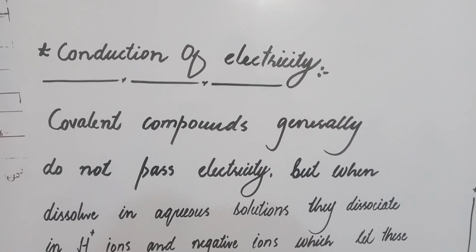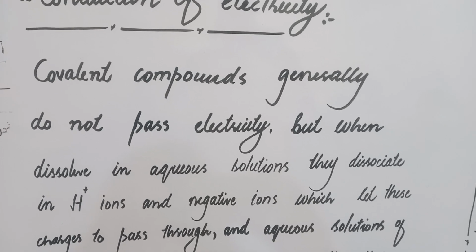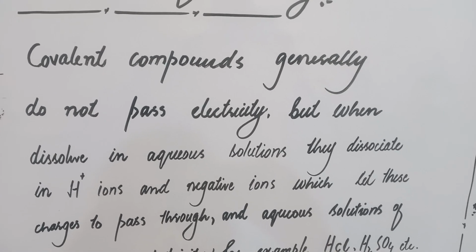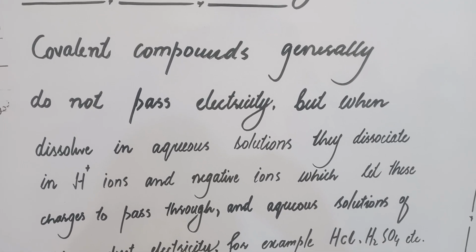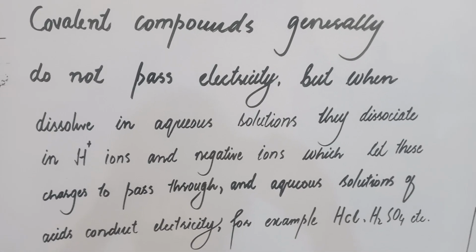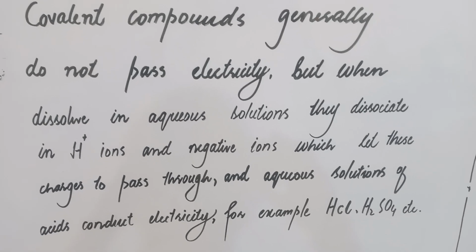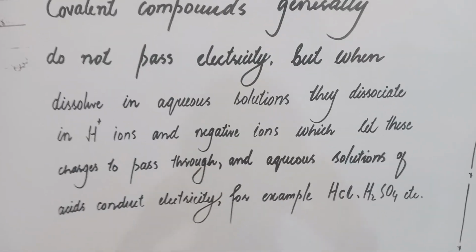Conduction of electricity: covalent compounds generally do not pass electricity, but when dissolved in aqueous solution, they dissociate into hydrogen ions and negative ions, which lead these charges to pass through. An aqueous solution of acids conducts electricity, for example HCl, H2SO4.